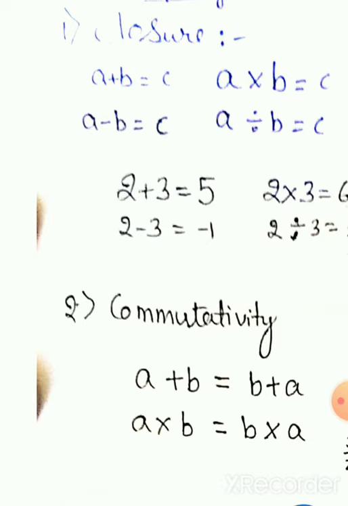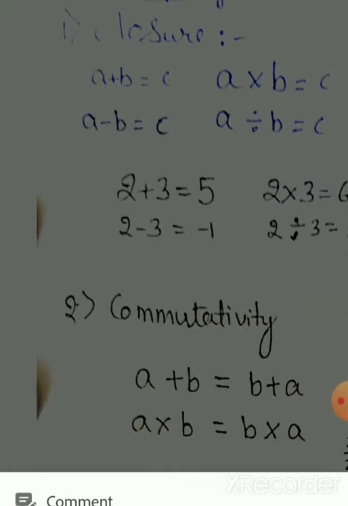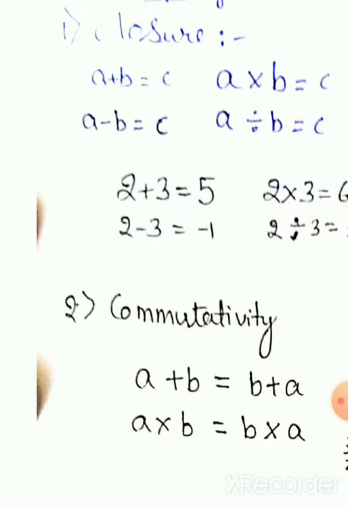For example, I have written an example. Let's see this example: 2 plus 3 is equal to 5. Here 2 is a whole number, 3 is also a whole number. On adding 2 and 3 we get 5. It is also a whole number. Hence all three come from the same closed box. Hence we say whole number is closed with respect to addition. This was the case for addition.